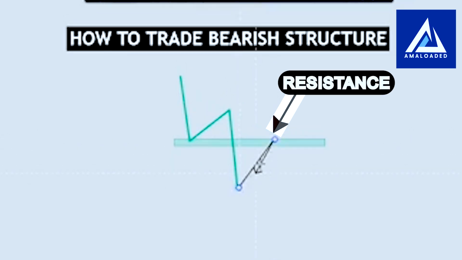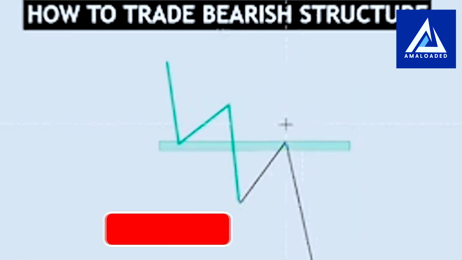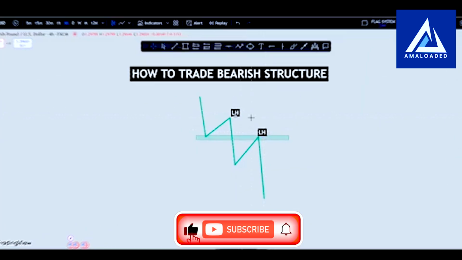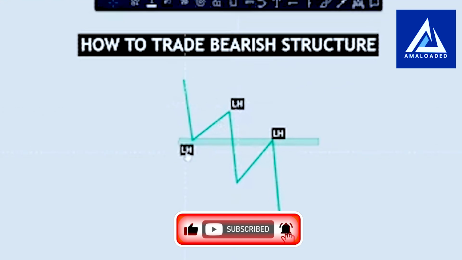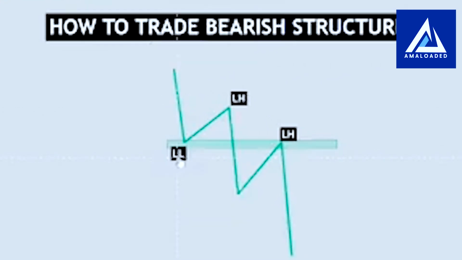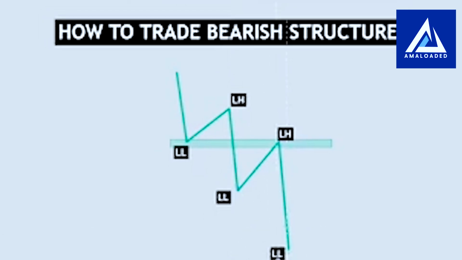You have to wait for price to give you a pullback here so that you can take a sell opportunity. This zone is now a lower high. Remember, we have another lower high here. We have a lower low around this place. We have a lower low here. Then we have a new lower low here. This place is now our new lower low.